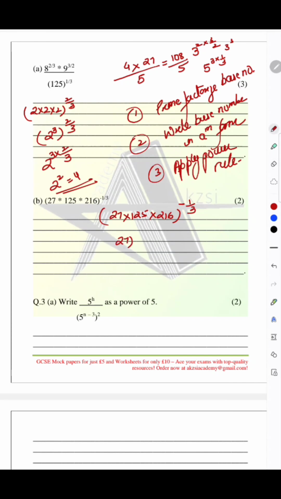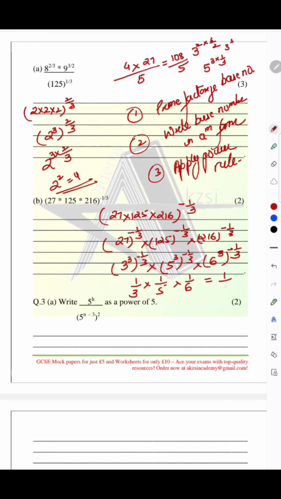So 27 to the power of negative 1 over 3 times 125 to the power of negative 1 over 3 times 216 to the power of negative 1 over 3. 27 can be written as 3 to the power of 3. Similarly, 125 can be written as 5 to the power of 3, and 216 can be written as 6 to the power of 3. Applying the power rule, multiply them together, it will give you 1 over 3 times 1 over 5 times 1 over 6. And this will give you 1 over 90 as the answer.